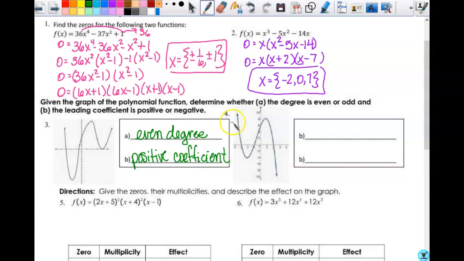Here, the ends are opposite, which means it has to be an odd degree. And it is going to have a negative coefficient.